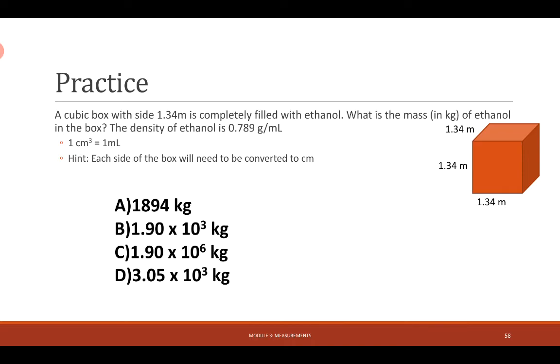So go ahead and pause the video and try to work this out, and then unpause the video when you're ready to continue.